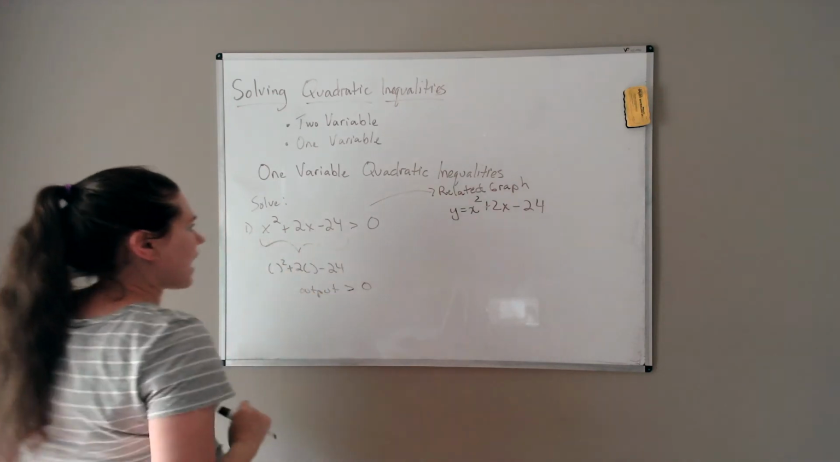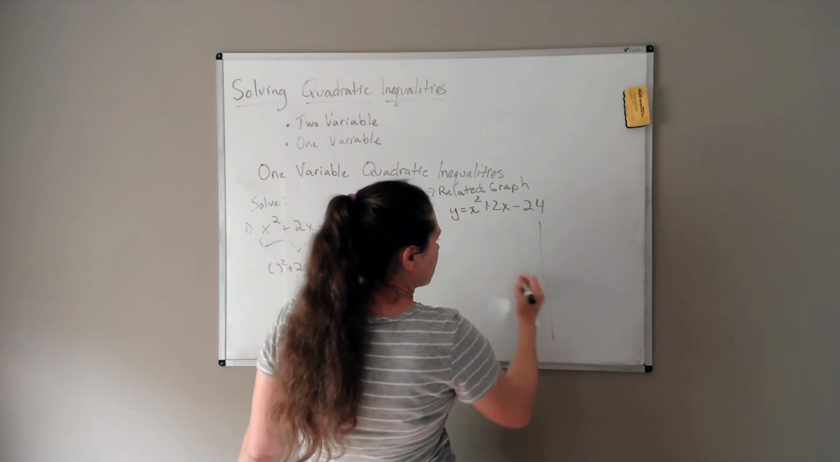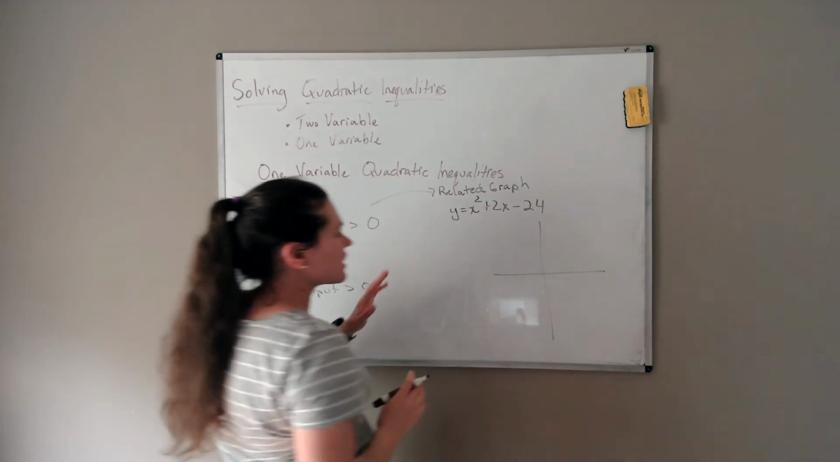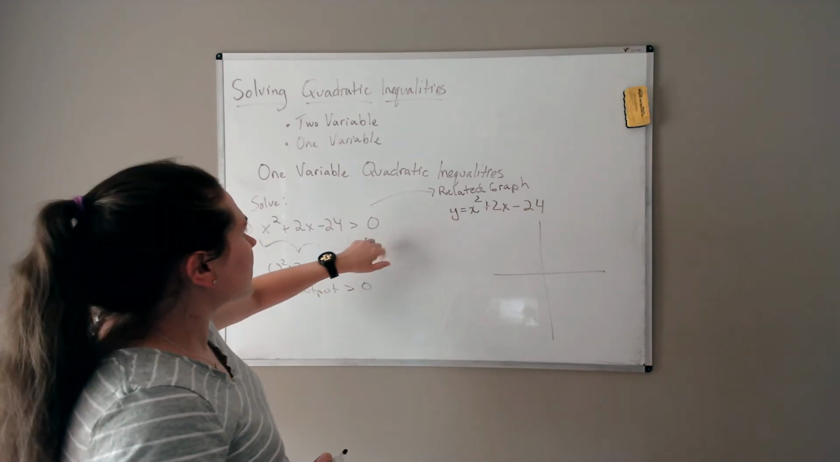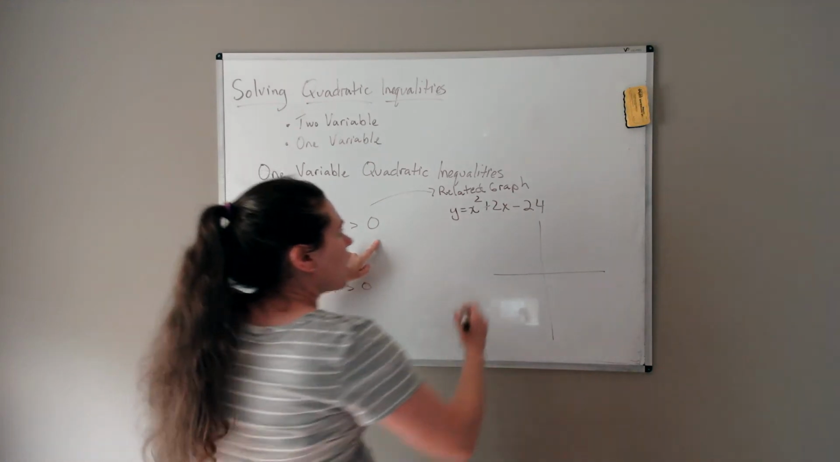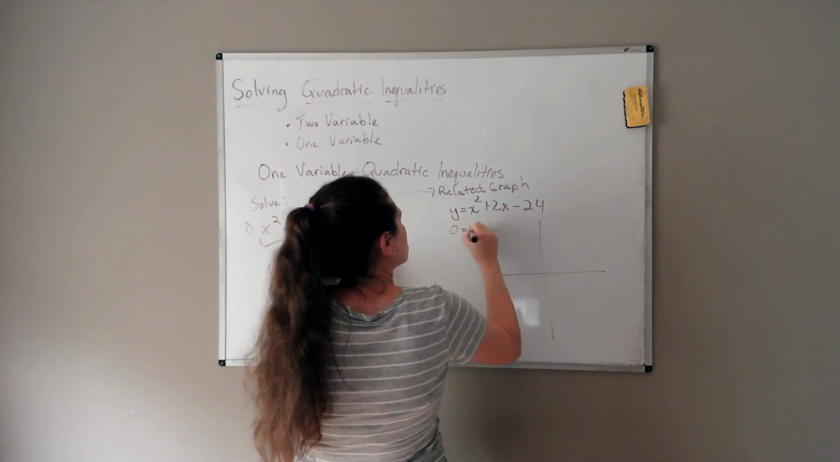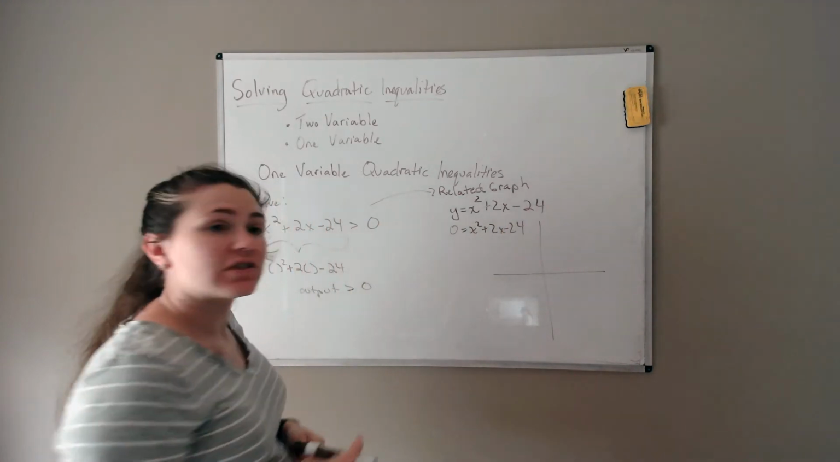We're going to look at its graph. So, if I make a quick sketch, what I really care about are the values when this function actually gives me 0. What values make x squared plus 2x minus 24 output 0?